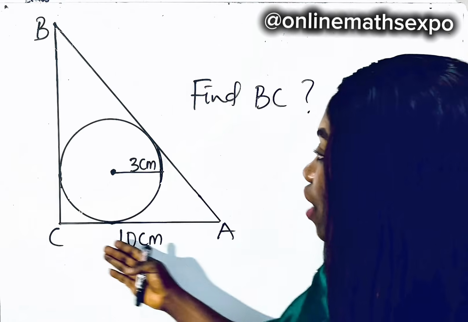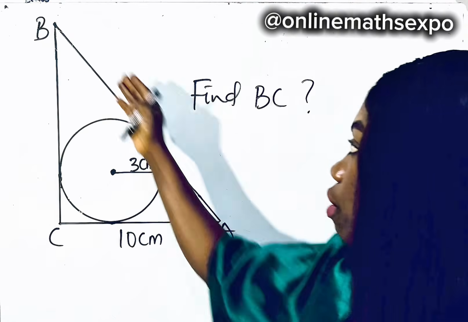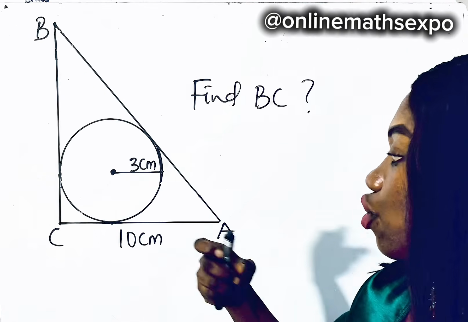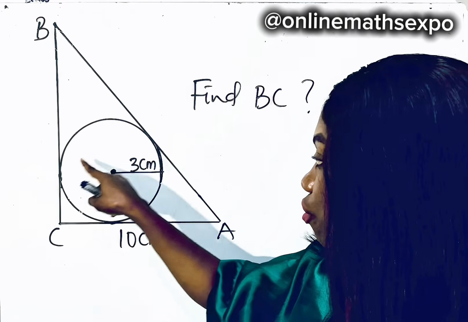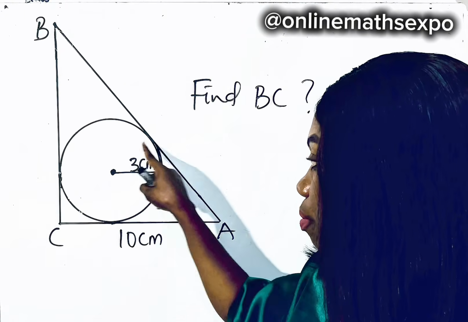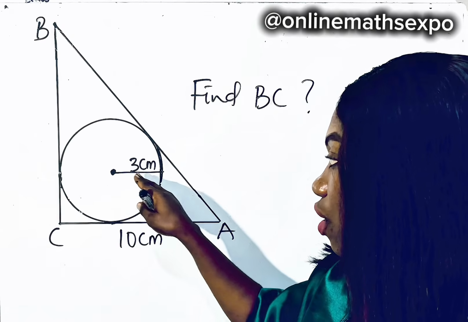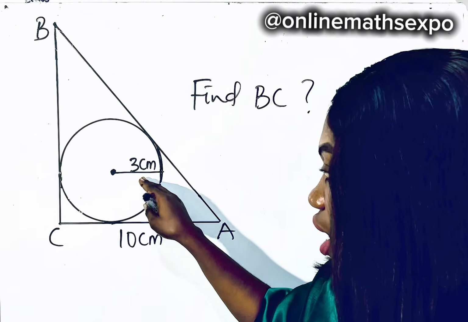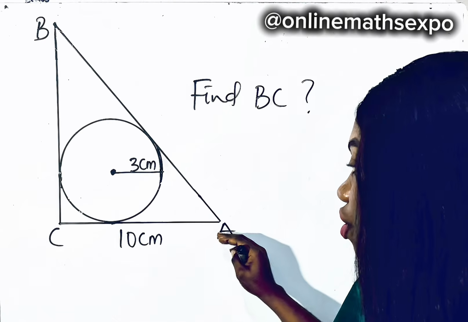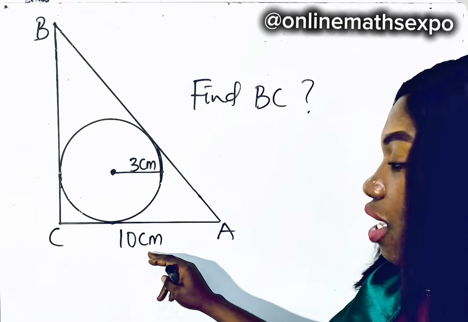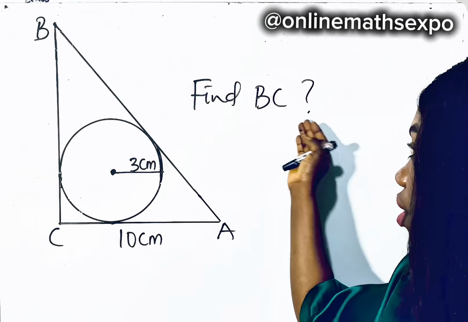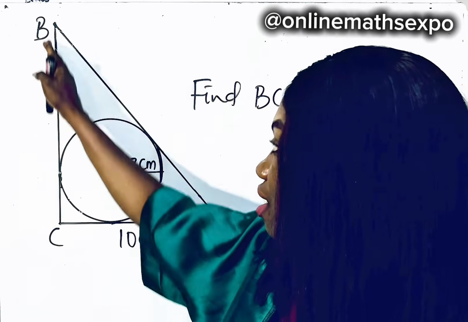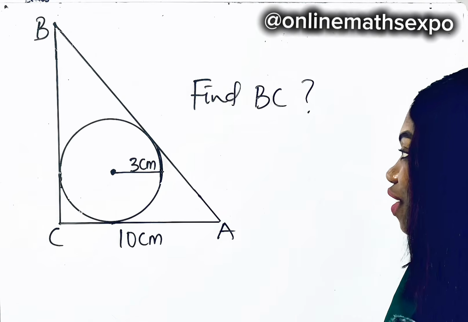We are given a right triangle labeled ABC, and inscribed is a circle such that the circumference touches the right triangle at these 3 points. The radius of the circle is 3 centimeters. The length of this right triangle AC is 10 centimeters, and the question is asking us to find length BC, which is this length. So how do you think we can do that?